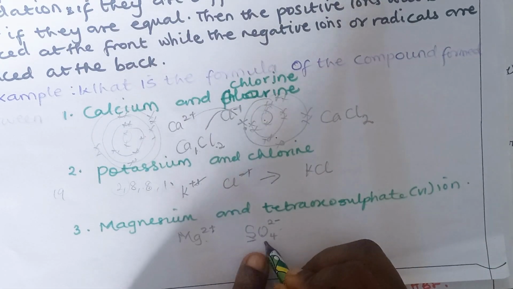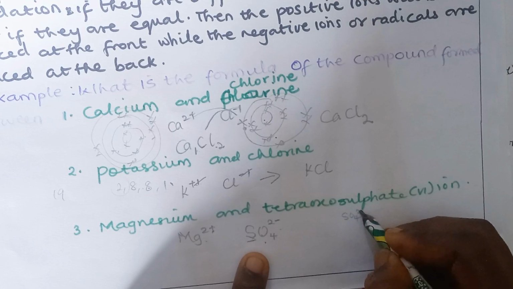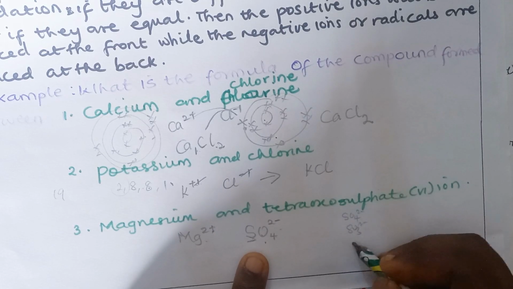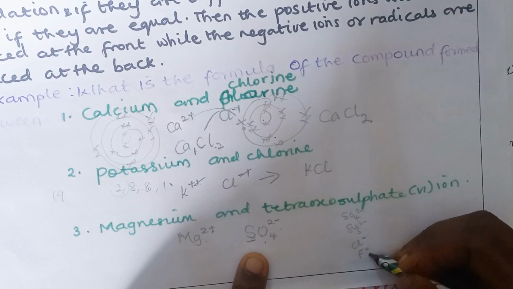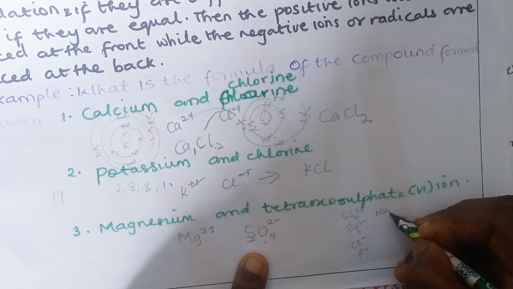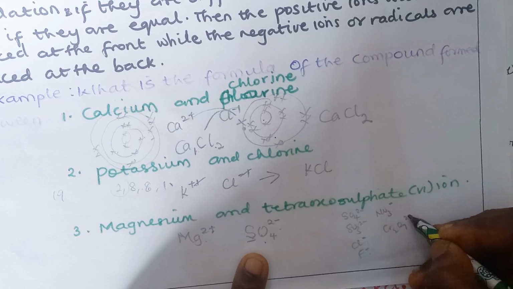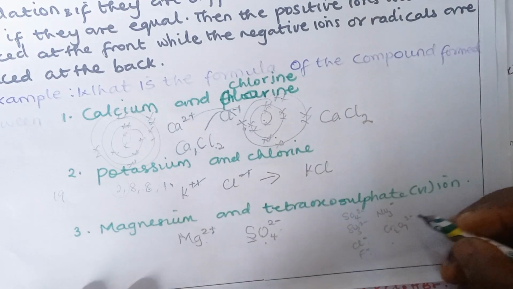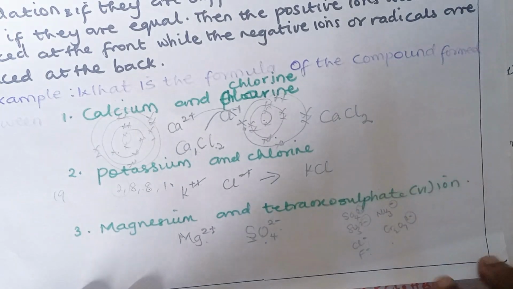So this gives us SO4 2-, and there are other charges that we need to know. Apart from the SO4 2-, we have SO3 2-, the chloride ion, the fluoride ion. These are just elements. We have NO3-, Cr2O7 2-. These are charges that we need to learn on our own. We need to know the charges they carry. You can find them in your textbooks.